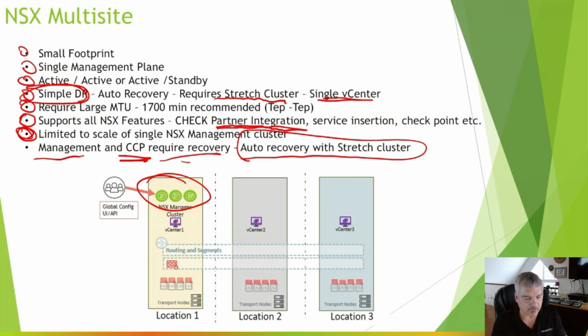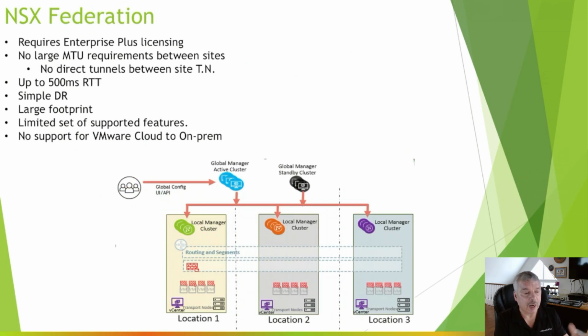And again, I'm showing you a picture here with multiple vCenter servers, 1 at each location. I don't have to, okay? All right, but that's just a picture. Now, Federation requires Enterprise Plus licensing. Again, as I mentioned before, no large MTU required between the sites. Again, we're not doing tunnels between each transport node.